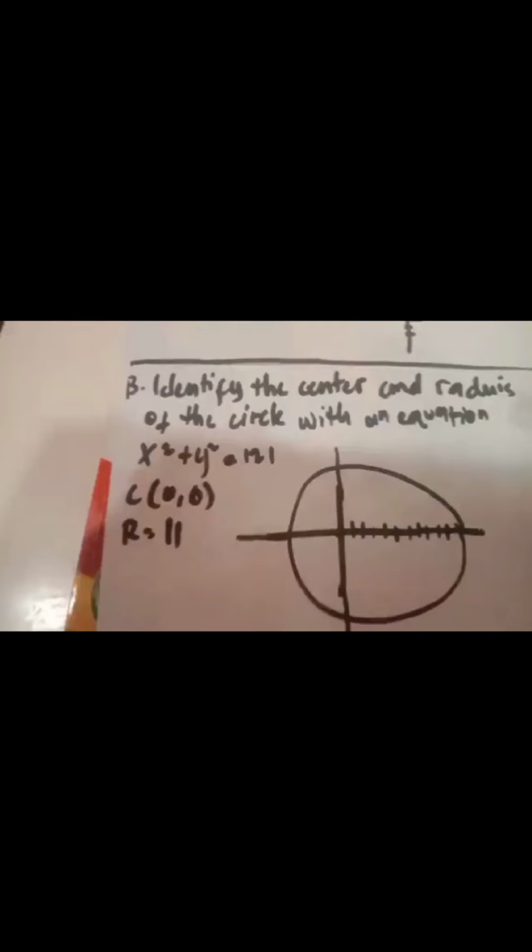B. Identify the center and radius of the circle with an equation x squared plus y squared equals 121. Center is 0, 0. Radius is 11. This is the graph. Here's the radius and the center is 0, 0.